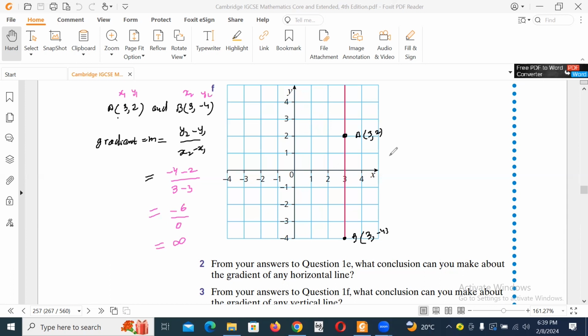It means when you have a vertical line, in this line x is fixed, that line is x equals 3, and the gradient is what? The gradient is undefined. We are not able to find the gradient, meaning it is infinity. I hope it is clear when the gradient is positive, when it is negative, when the gradient is 0, and when the gradient is undefined.